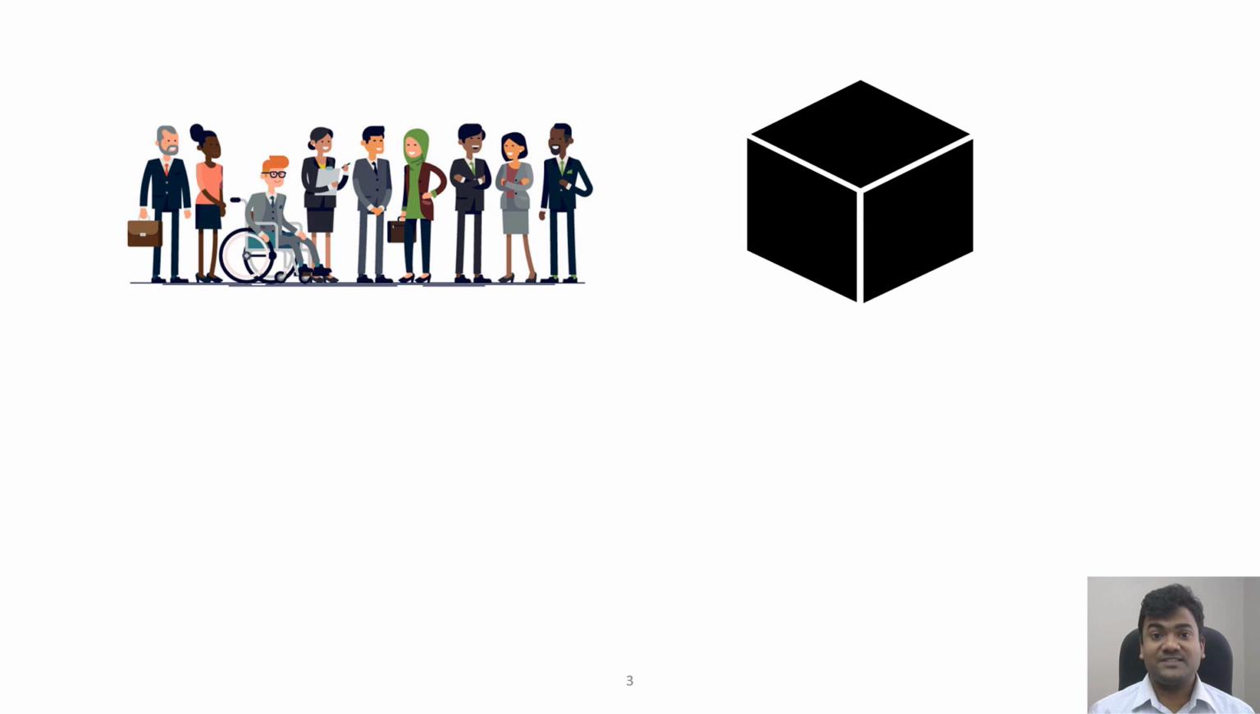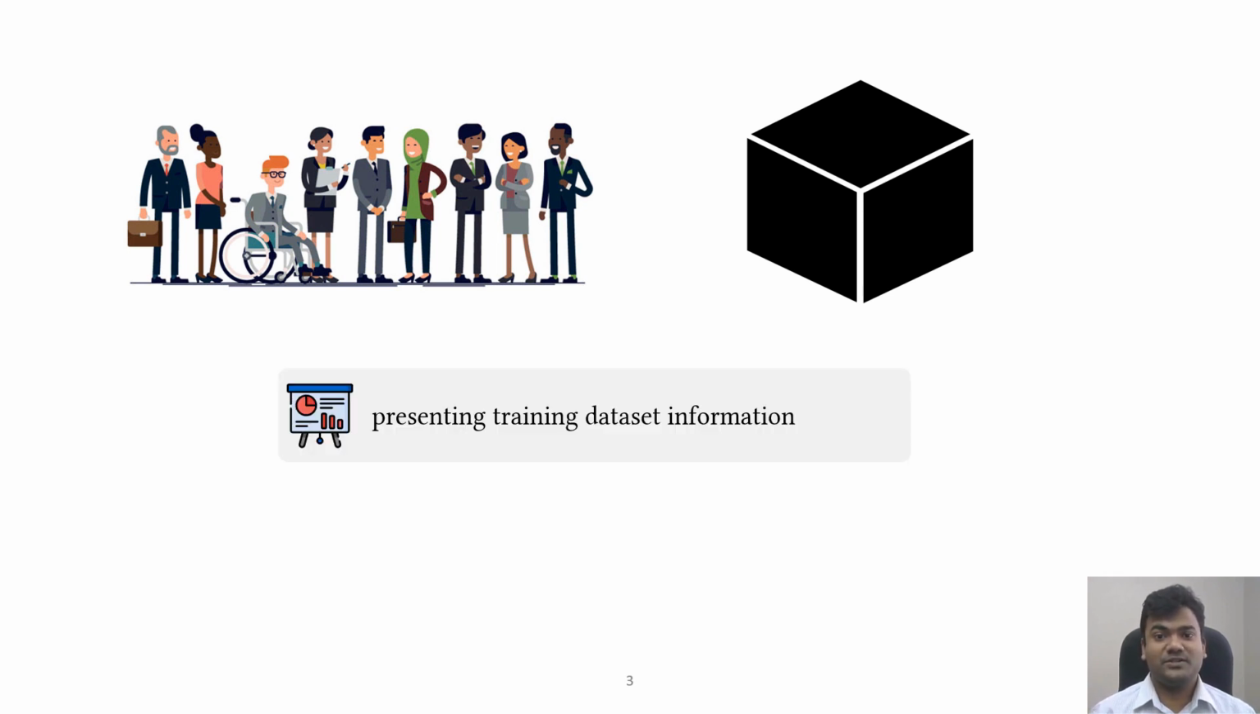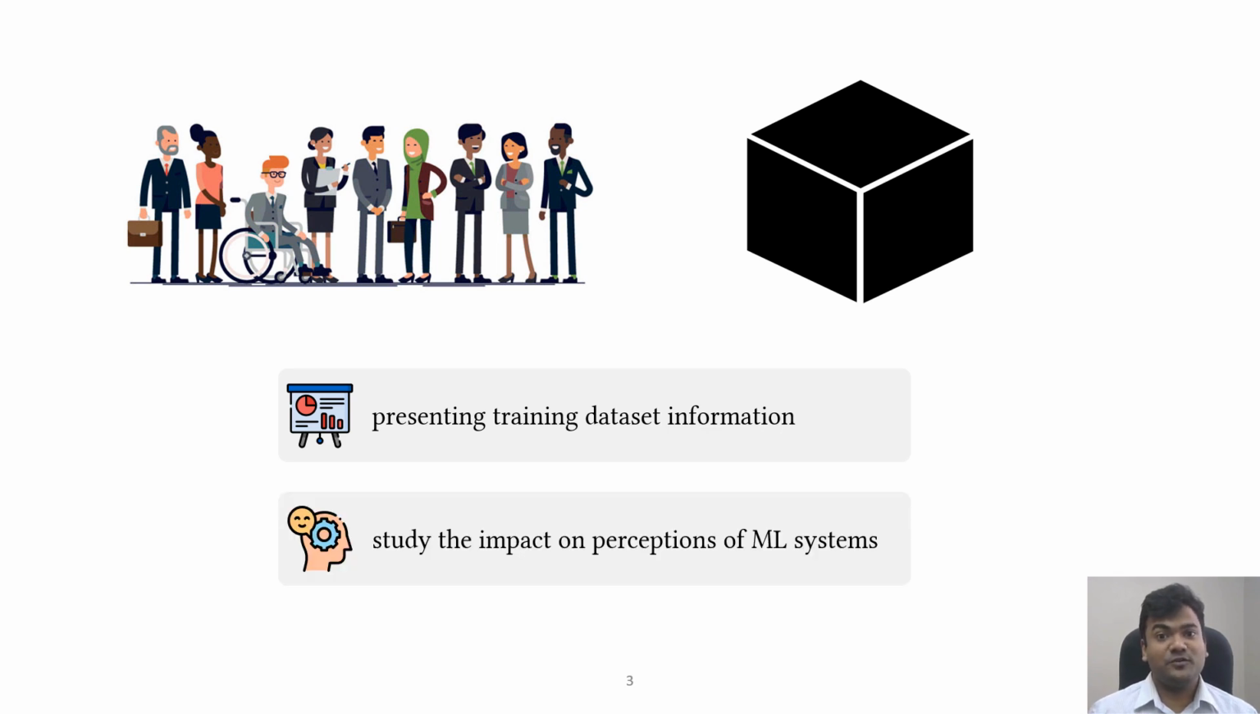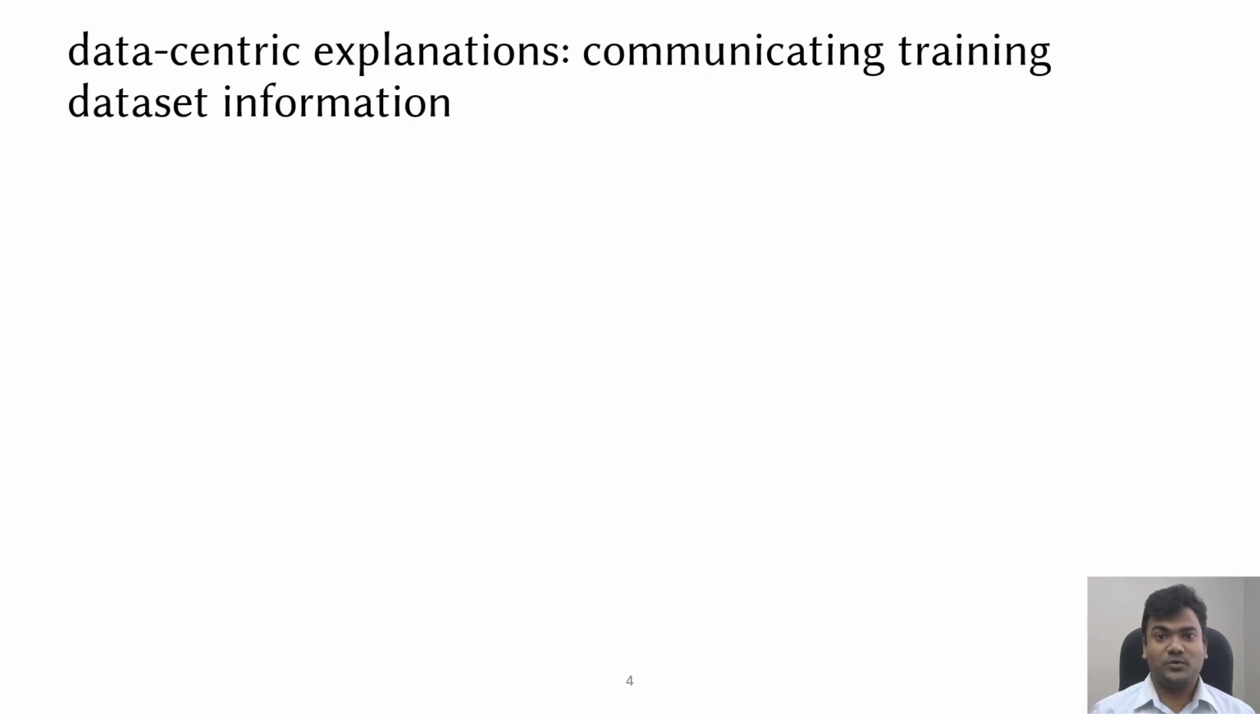To provide transparency into this training process, in our work, we present training dataset information to potential end users of the system, and then we study how this information might impact their perception of machine learning systems. Now we presented this information through an explanation prototype where the goal of the prototype was to communicate important information on training data, including how the data was collected and what data was used in the system.